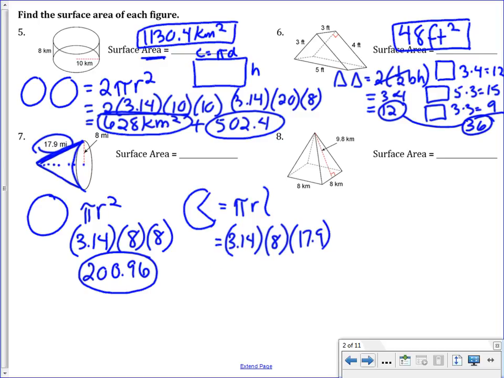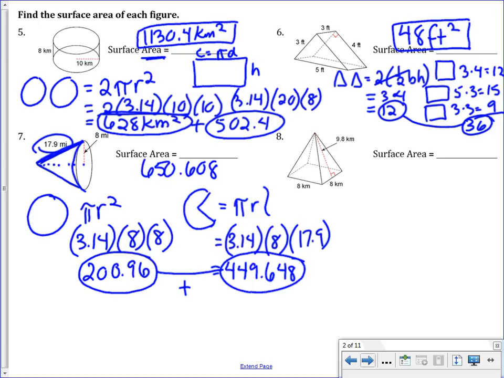And when I do all that math, I wind up with 449.648. And again, both of these need to be added together. And when I add them up, I wind up with 650.608 miles squared. And again, area is always in our square units.